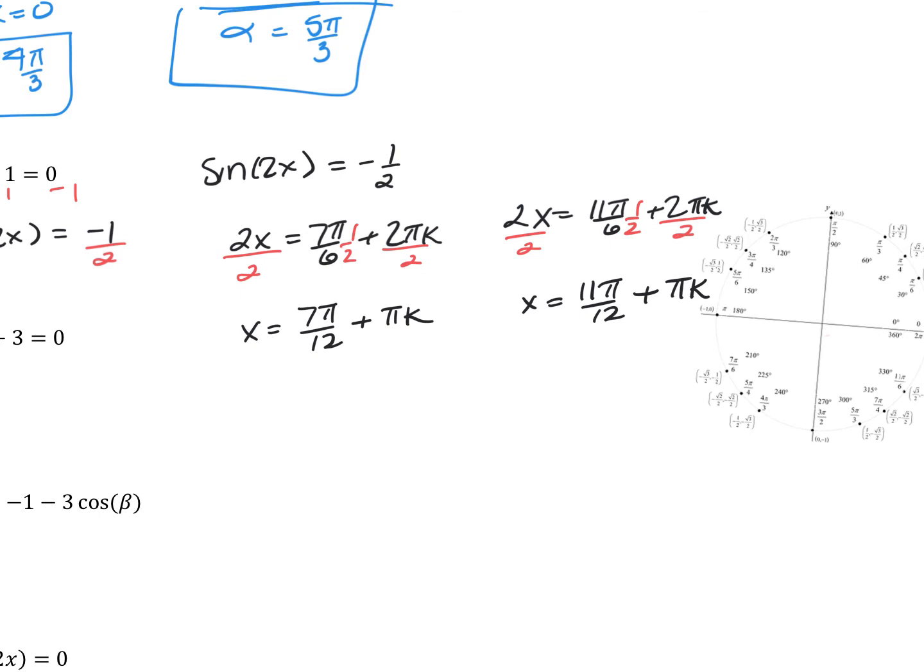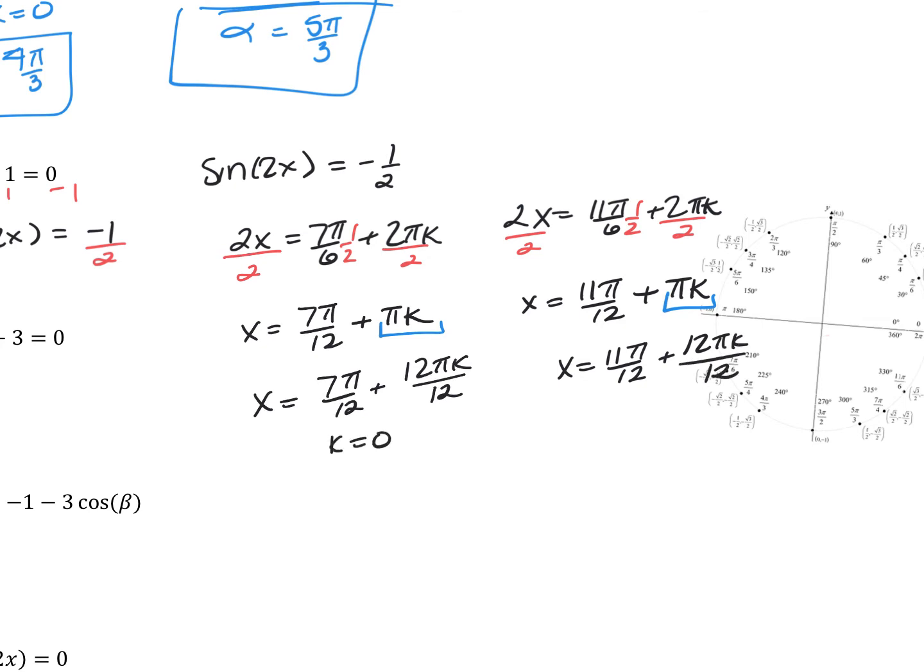Now I have to go through the motions of finding all the solutions when k equals 0, 1, 2, 3, and up. So I'm going to take this term and have a common denominator, which needs to be 12. It'll just make it easier to find the solutions. So 7 pi over 12 plus 12 pi k over 12, which is the same thing as pi k. And x is equal to 11 pi over 12 plus 12 pi k over 12.